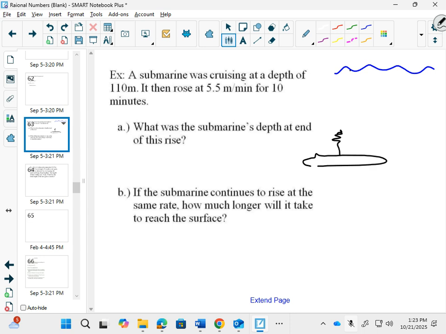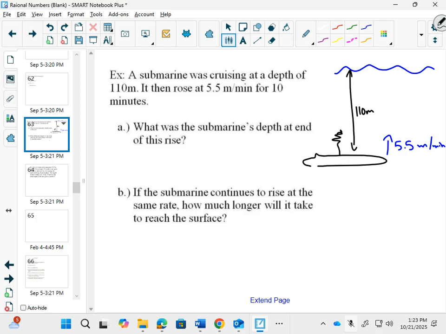And this depth is 110 meters to start with. You're welcome. And then it rises 5.5 meters a minute for 10 minutes. So every minute it's going to go up. It's going to go back up 5.5 meters every minute. So how do we show this with math?